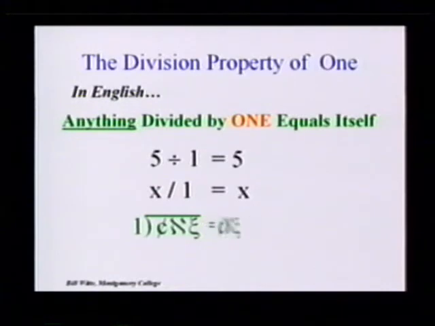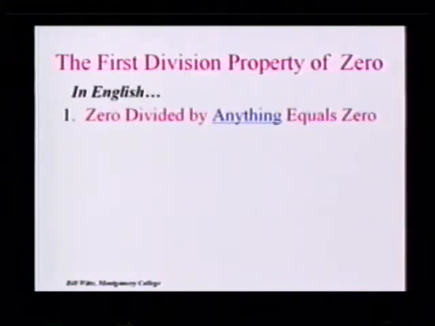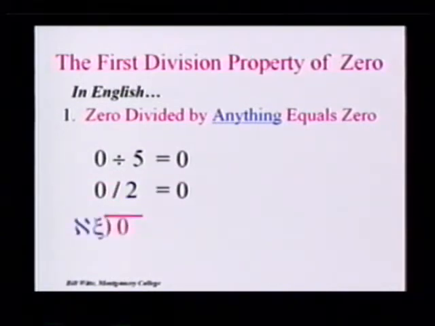Divided by 1, still the same number. Okay? What about the first division property of 0? We have two for 0. This is the first one, and this one's easy. 0 divided by anything is 0. 0 divided by 5 is 0. 0 divided by 2, still 0. 0 divided by anything is still 0.